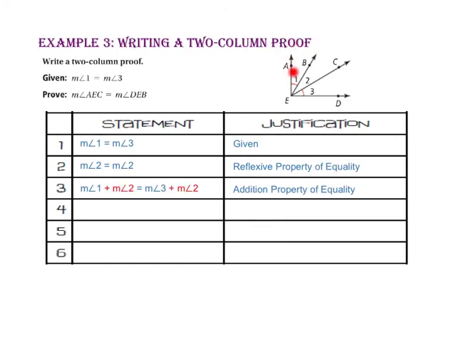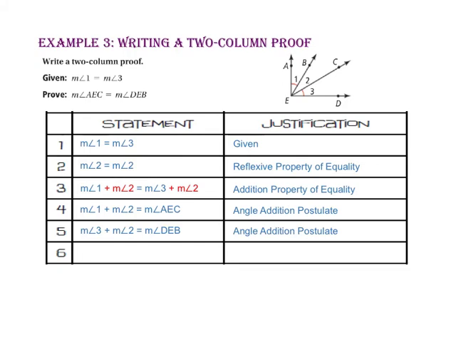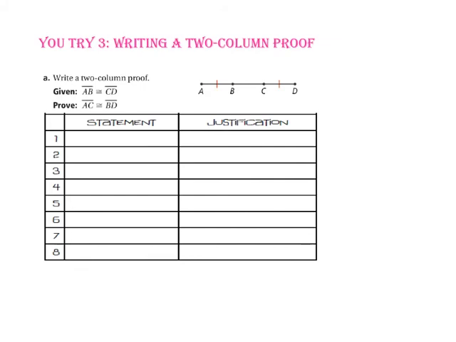Statement 4 is that the measure of angle 1 plus the measure of angle 2 will equal the measure of angle AEC. This is the angle addition postulate. Statement 5 is that the measure of angle 3 plus the measure of angle 2 will equal the measure of angle DEB. This is also the angle addition postulate. Statement 6 is the measure of angle AEC will equal the measure of angle DEB. This is the substitution property. Pause the video and do your try number 3.